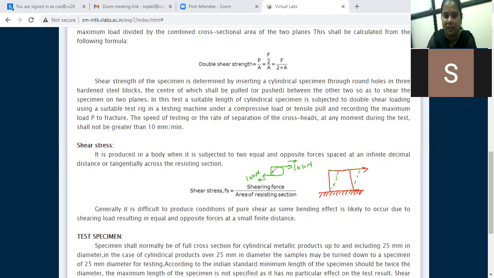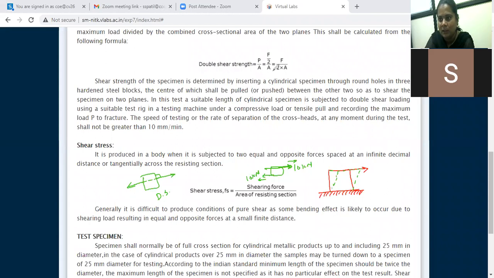We have already studied the difference between direct stress and shear stress. In direct stress, the applied force is exactly perpendicular to the cross-section area. So this is called direct stress. But in shear stress, the applied force is tangential or along the cross-section area. So this is called shear stress. So how do we find shear stress? Shear stress is equal to shear force upon tangential area. This is our definition of shear stress.